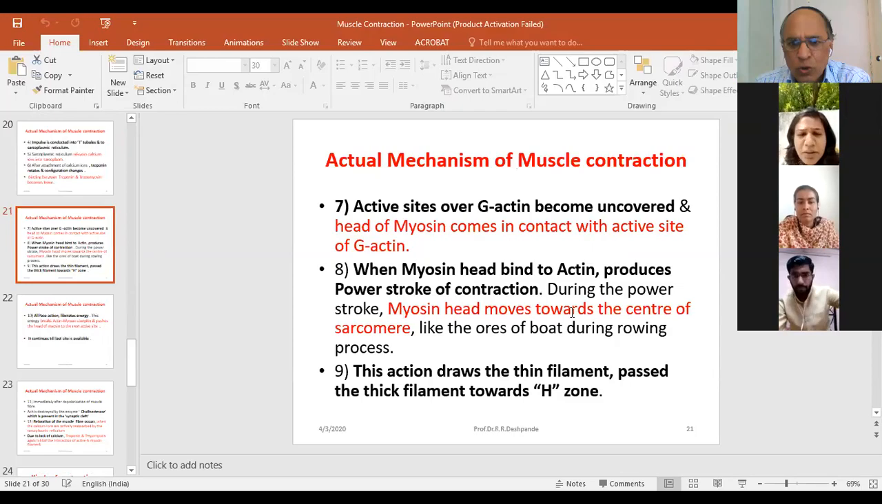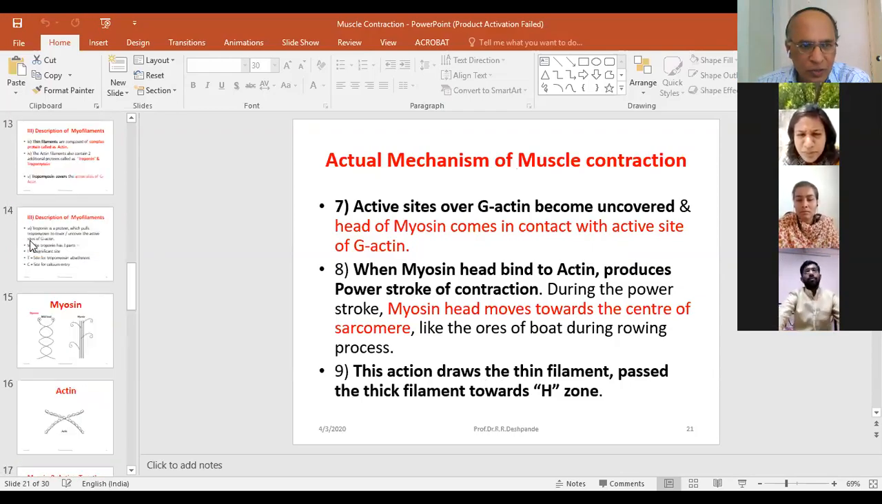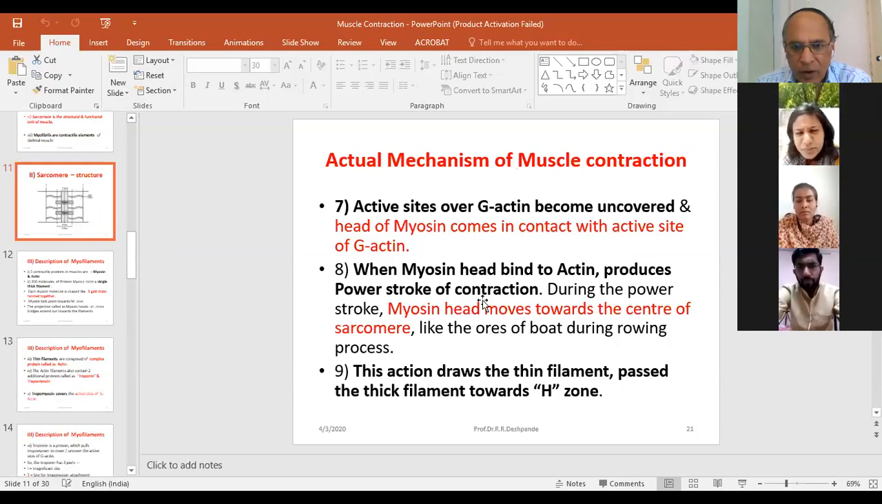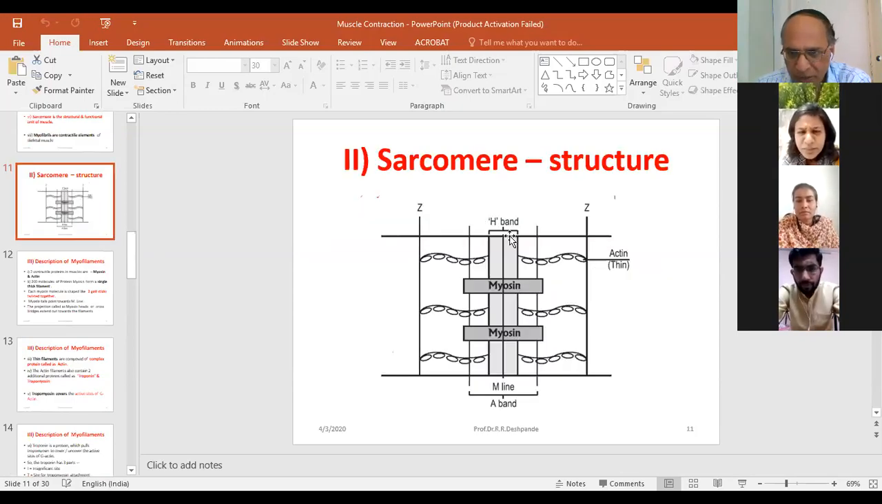The myosin head moves towards the center of the sarcomere like the oars. This action draws the thin filament past the thick filaments towards the H zone. I think I have shown you that H zone. Here we have to bring H. Can you read it here? H. We have to bring this to this and this to this. Who is bringing? Myosin is bringing actin.